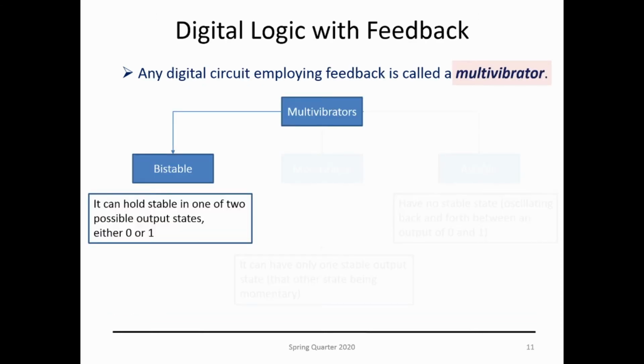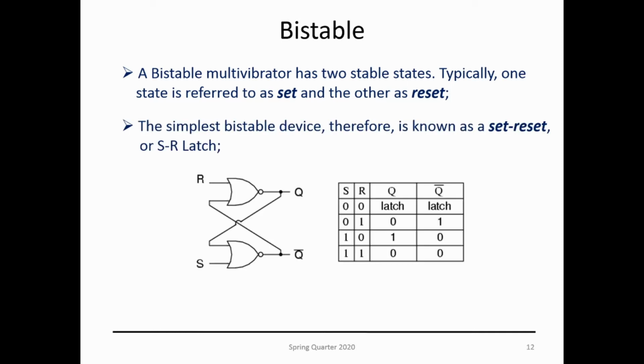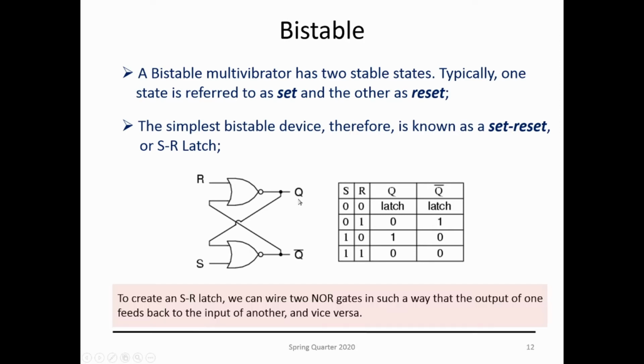Let's go over bistable circuits. A typical bistable circuit is the set and reset latch, and this is done by connecting two NOR gates together, and then you connect the output of one NOR gate to the input of the other one, and vice versa. This is the truth table: when you have a 0, 0 on your inputs, it's going to latch, or keep the previous value that you had on the Q.